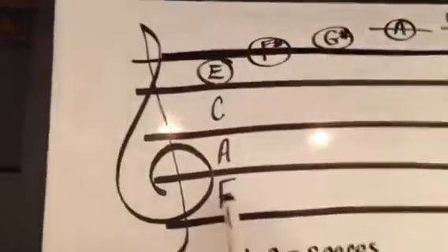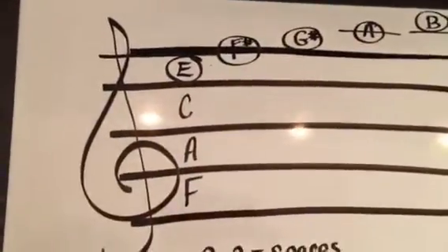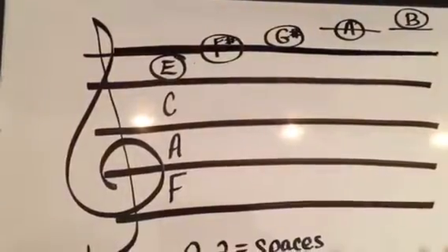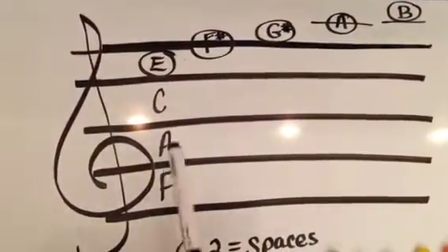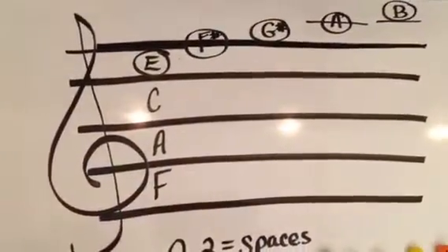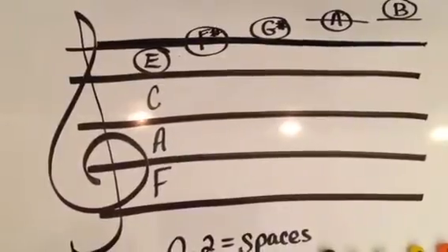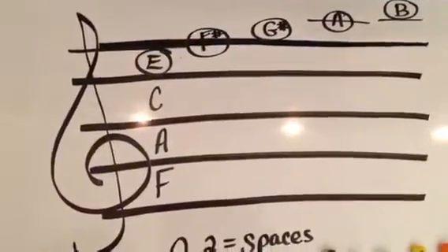If you'll notice, I already marked FACE, F-A-C-E, are the spaces of the staff, and it's important for us violinists and fiddlers because A is open A and E is open E. If we can find our open strings, we can find any other finger based on those open strings. So let's dive into the E string.